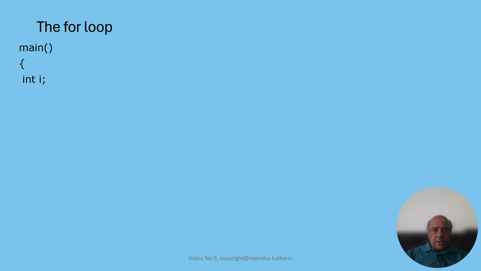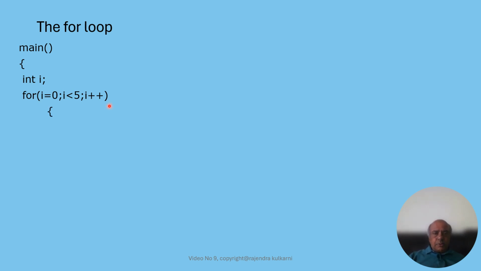Int i. I have declared one variable, int i. Then there is a statement which starts our for loop. for, into the brackets, i is equal to 0; semicolon; i less than 5; semicolon; and i plus plus; bracket closes.